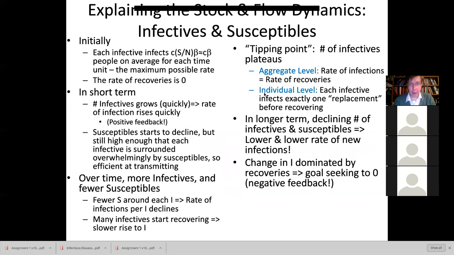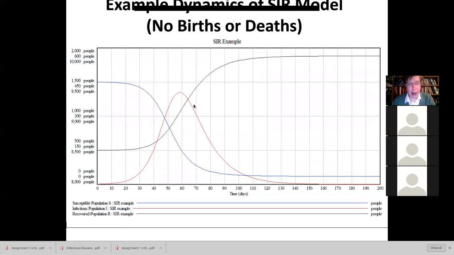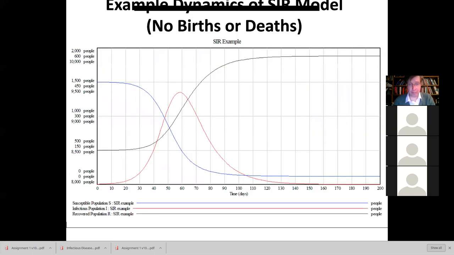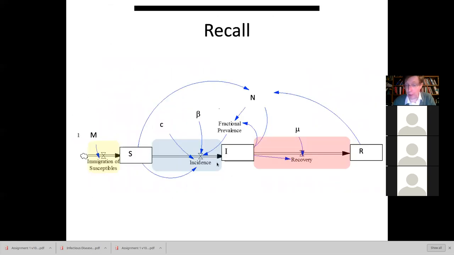Okay, now at some point though, we reach this tipping point, and this is a key tipping point. Man, if all my colleagues in the Ministry of Health understood this, my life would be a lot easier, ladies and gentlemen. At this tipping point, there's two things that apply, okay? Two things that apply. First of all, at the aggregate level, for the infectious population to be flat, to not be going up, and not be going down anymore.